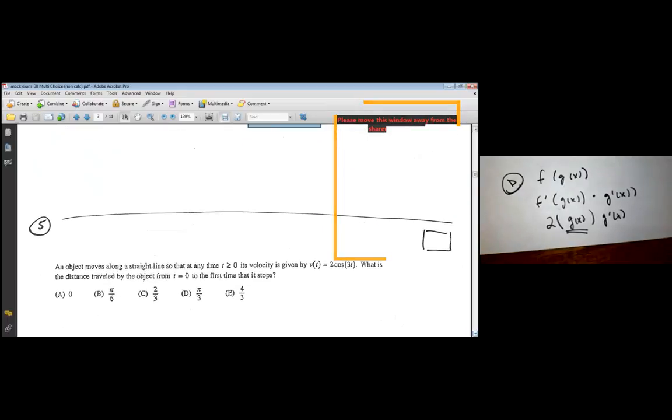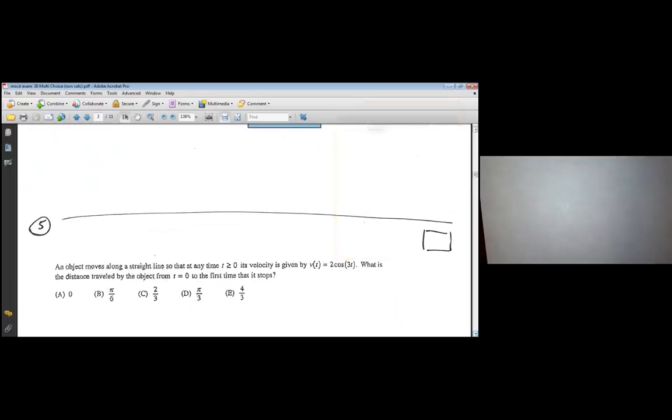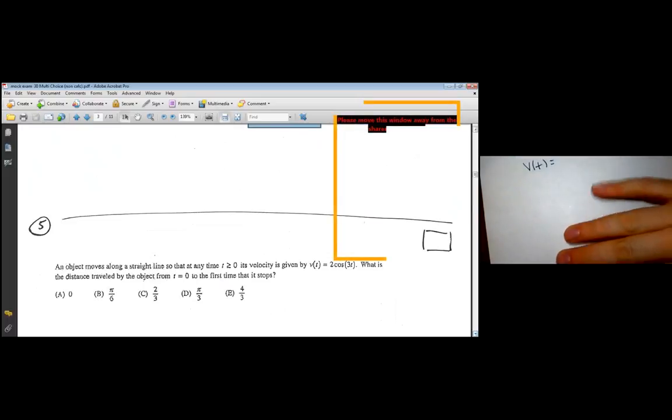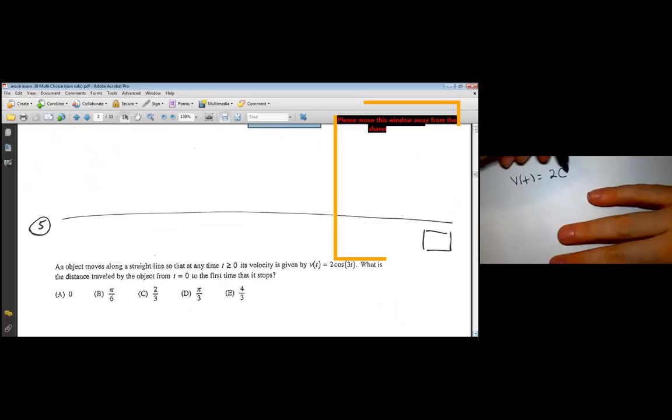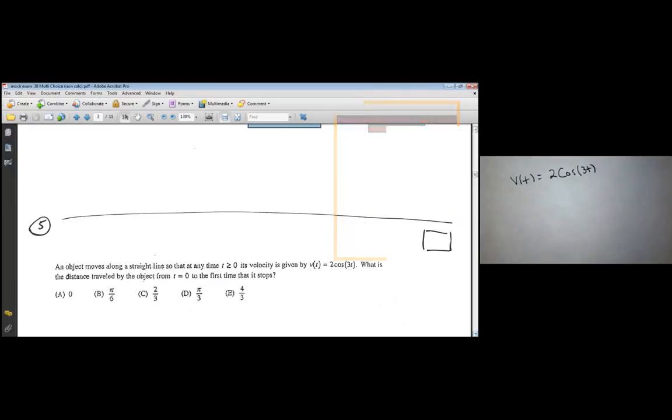All right, five is an in-depth problem. Lots happening. It says that an object moves in a straight line so that at any time, we have velocity. So I'm just going to start with that. V of t is equal to 2 cosine of 3t. What is the distance traveled by the object from t equals 0 to the first time that it stops? From t equals 0 to the first time that it stops.